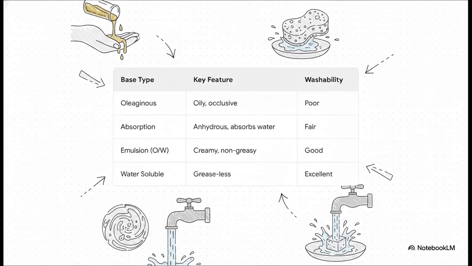All right, let's pull it all together. This chart right here, this is your ultimate cheat sheet. It compares all 4 bases side by side on things like composition, how well they absorb water, and that all-important washability. This is pure gold for your exam, so honestly, hit pause and just let this one sink in.